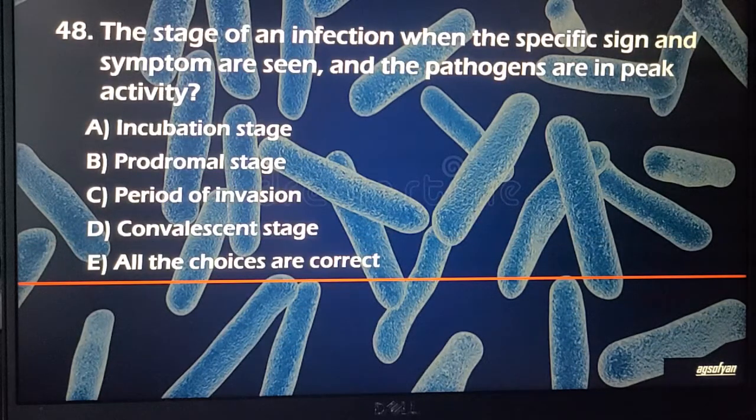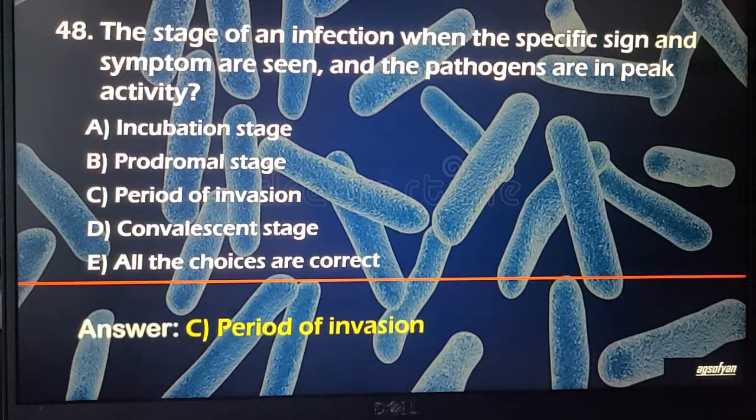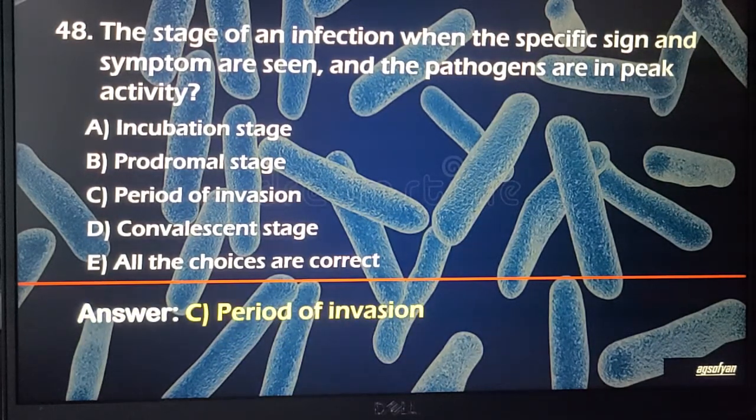Number 48. The state of an infection when the specific sign and symptom are seen and the pathogens are in peak activity. A. Incubation stage, B. Prodromal stage, C. Period of infection, D. Convalescent stage, or E. All the choices are correct. Choose your answer. Yes, the answer will be period of infection. This is when the disease actually gives the specific sign and symptom, and they are in high concentration, in peak activity.